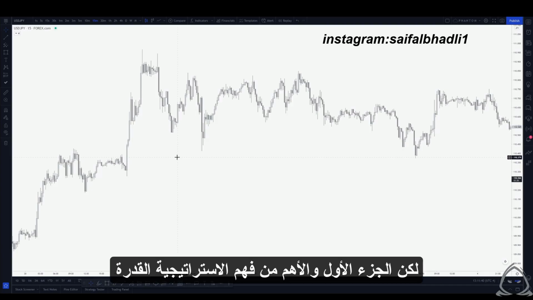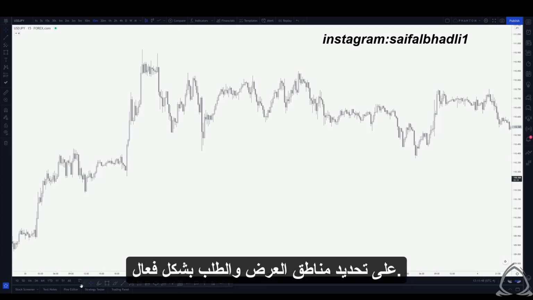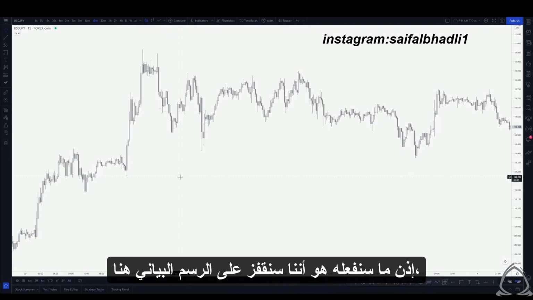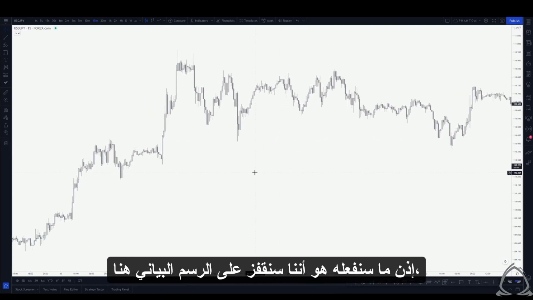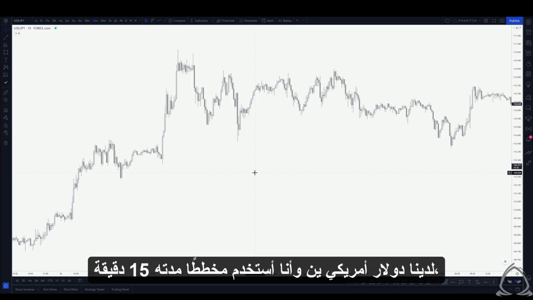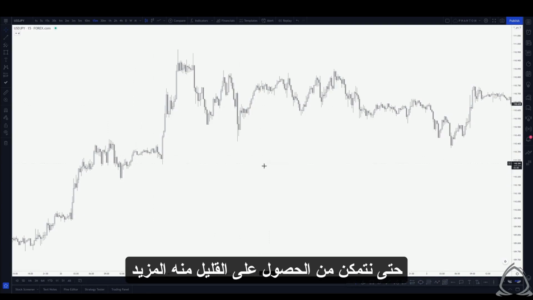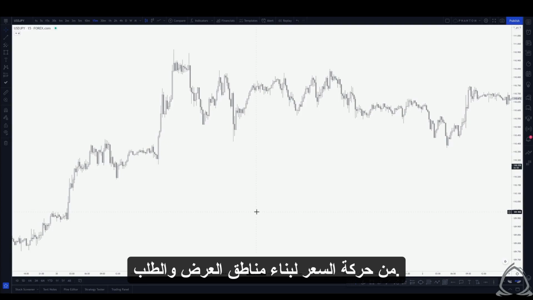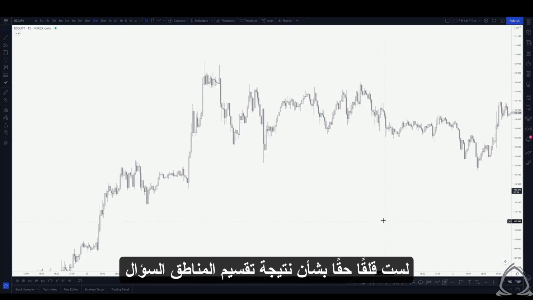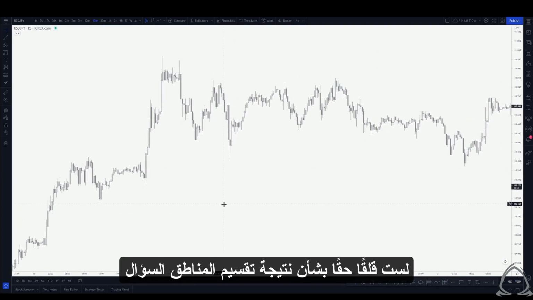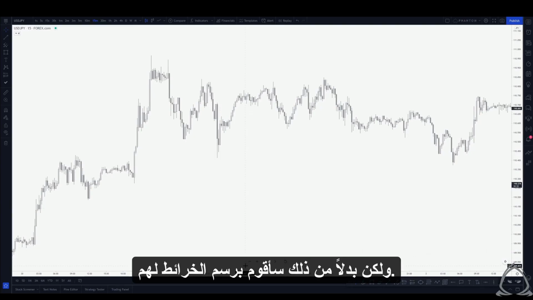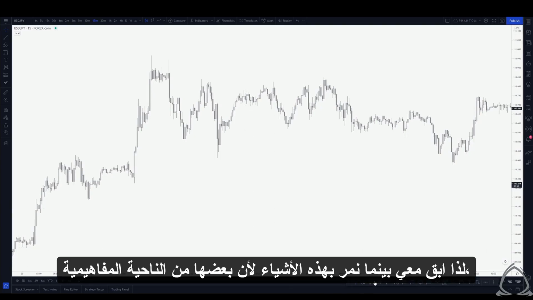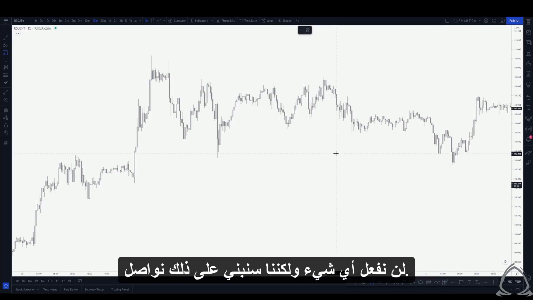But the first and most important part of understanding this strategy is simply being able to map supply and demand zones effectively. So what we'll do is we'll jump on a chart. Here we have US dollar yen, and I'm using a 15-minute chart just so that we can get a little bit more price action to build supply and demand zones. Again, I'm not really concerned about the result of the zone in question, but instead I'm just going to be mapping them out. So stay with me as we go through these, because some of them conceptually won't do anything, but we're going to build onto that as we continue.